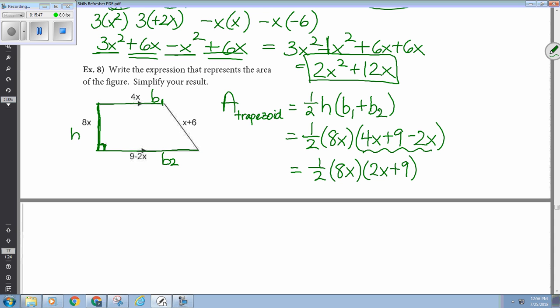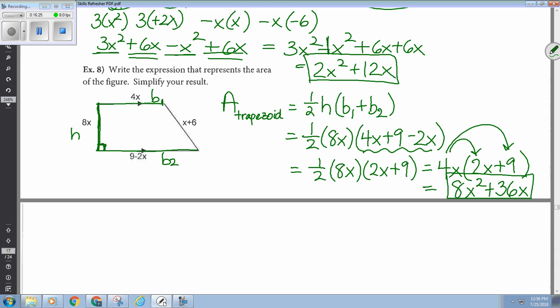1/2 times 8x is 4x. So that's half of 8 is 4. The x just comes over. And then the last thing for that part is to distribute. So you have 4x times 2x, which gives you 8x squared. And then 4x times 9, which is 36x. So those two are not like terms. So that is your final answer.